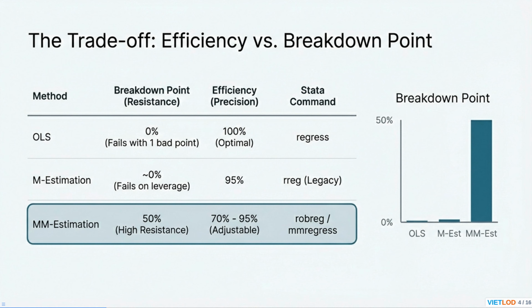This makes estimation the modern standard for robust regression, offering a powerful balance of resistance and precision, much like choosing an off-road truck for rugged terrain over a Formula One car designed for a perfect track. Given this clear superiority, it's essential to use the right tools for implementation.